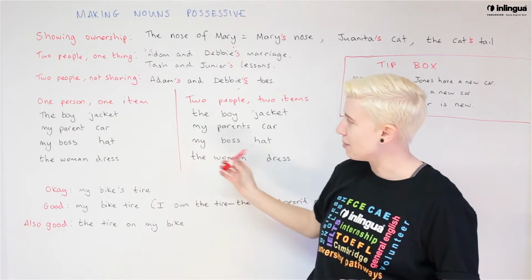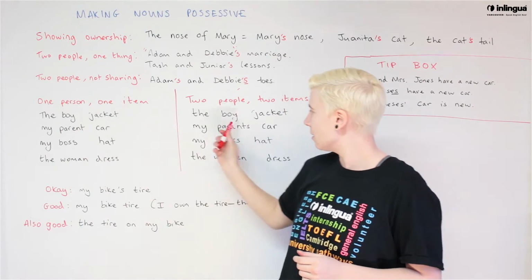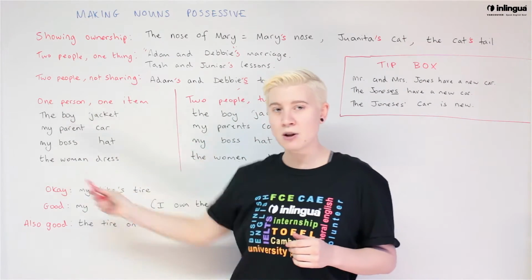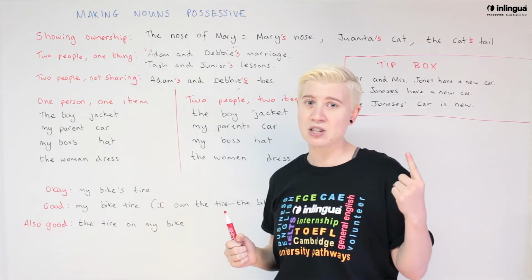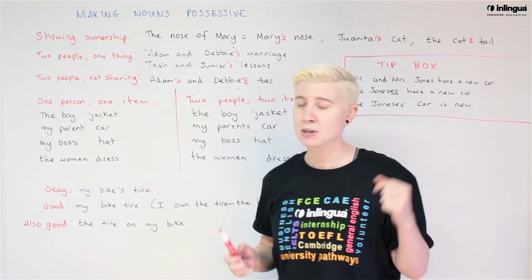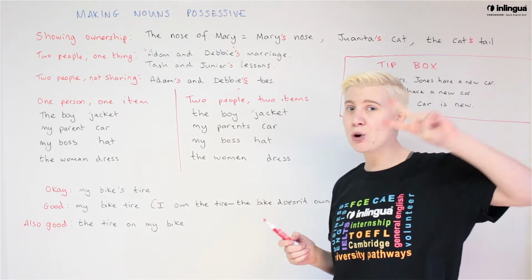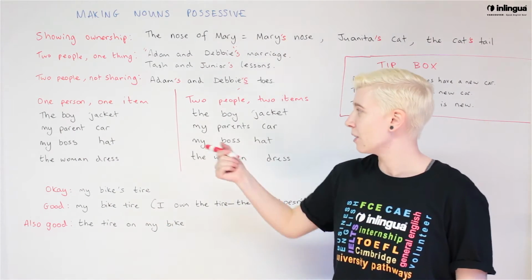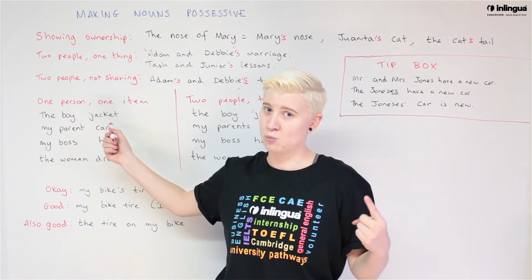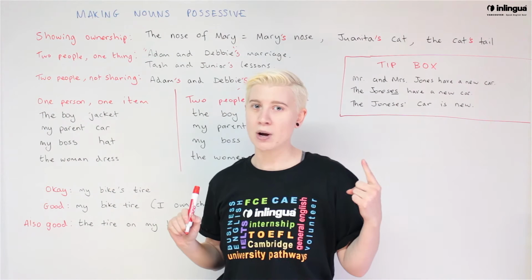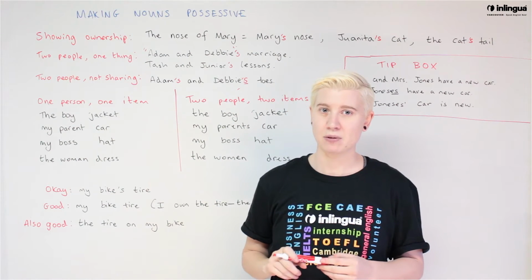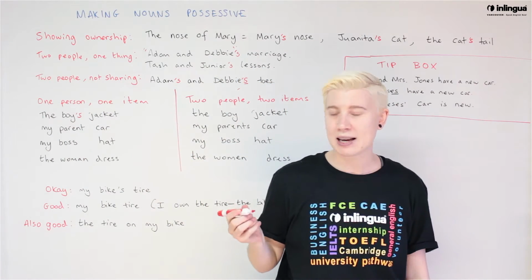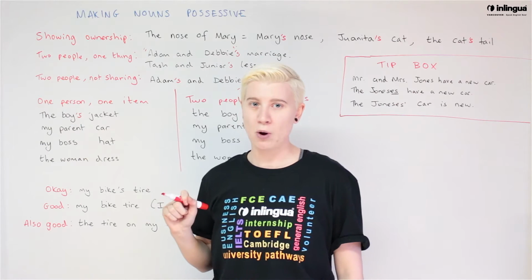Here I have a table, and we're looking at the same noun and the same possessive noun together on each side. On my right, we're going to have one person with one item, one and one. And on my left, we're going to have two people with two items so that we can see the difference. We've got a jacket, just one jacket, and a boy, one boy. So how do we make this possessive? Did you get it right? The boy's jacket. Now the jacket belongs to the boy.